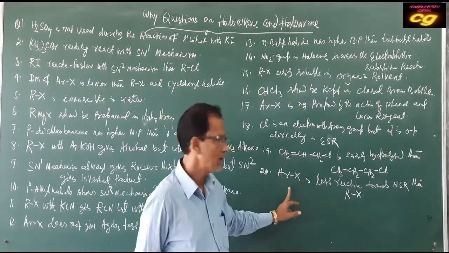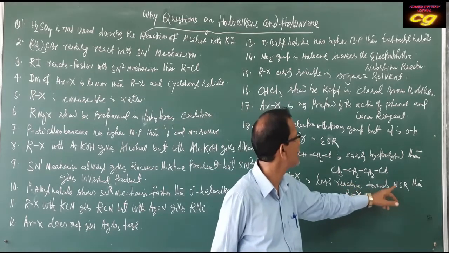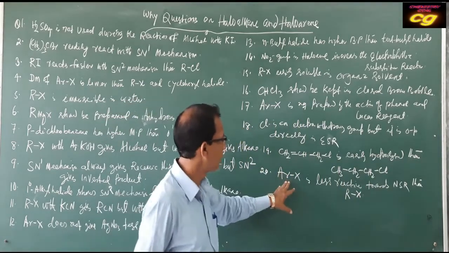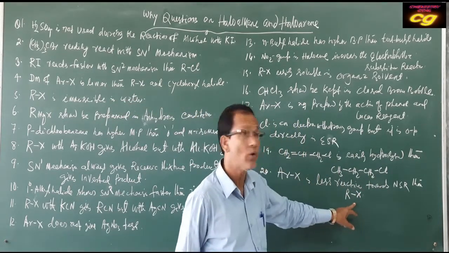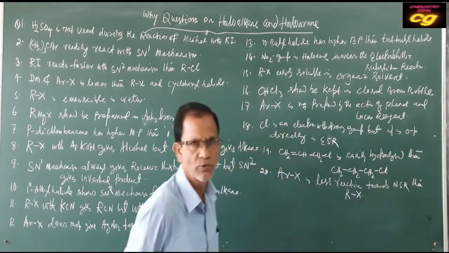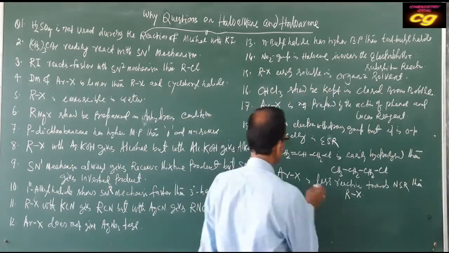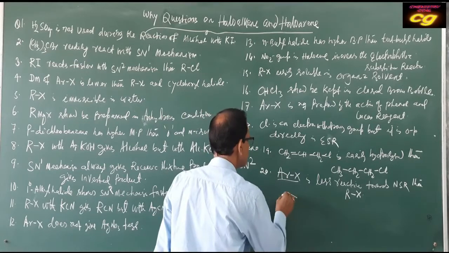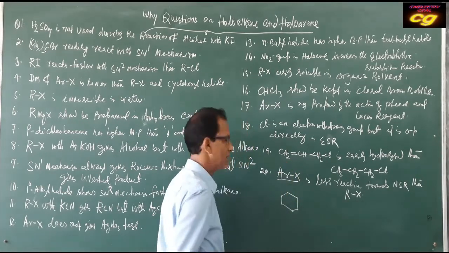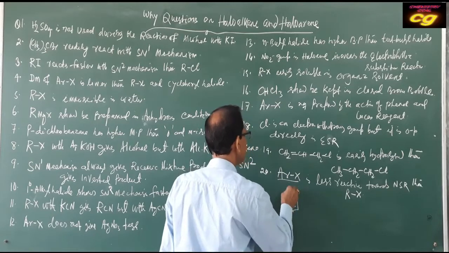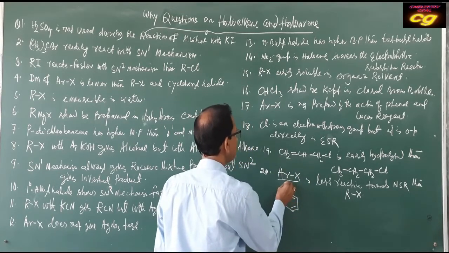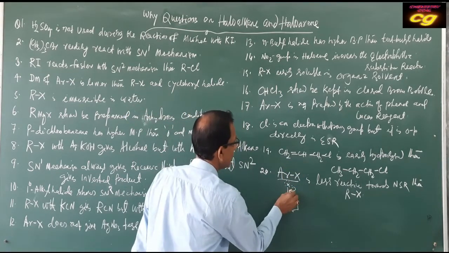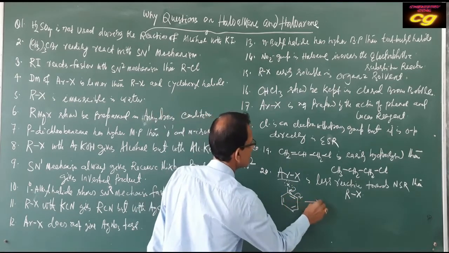ArX means HALOARENE. HALOARENE is less reactive towards nucleophilic substitution reaction than RX. That means HALOARENE is less reactive than HALOALKANE towards nucleophilic substitution reaction. It is very less reactive because if you draw the structure of HALOARENE, this is the structure of HALOARENE having a lone pair. If you see here, what happens due to resonance of HALOARENE?